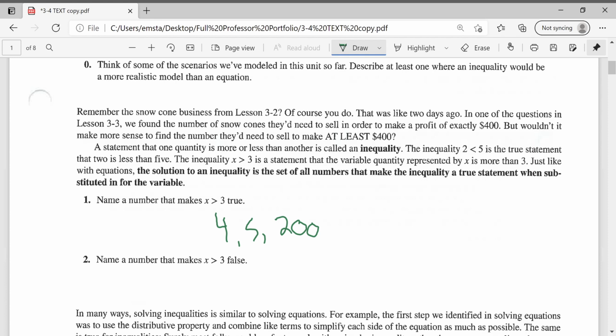Give me a number for number 2 that makes x is greater than 3 false. So what is a value that is not greater than 3? 2, 0, -5. Of course, we could go on. One that people often forget about that makes this false is 3. 3 is not greater than 3, so that would also make this false. So be careful with that one.